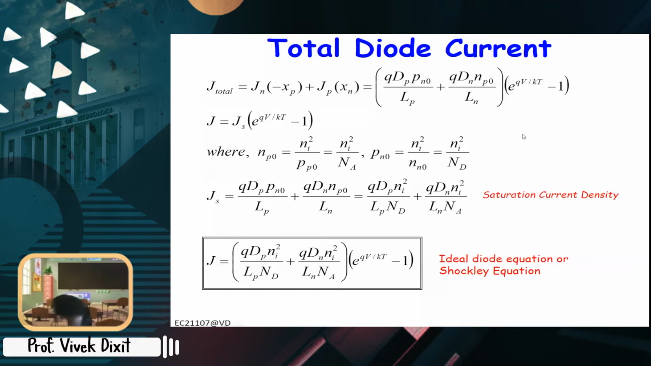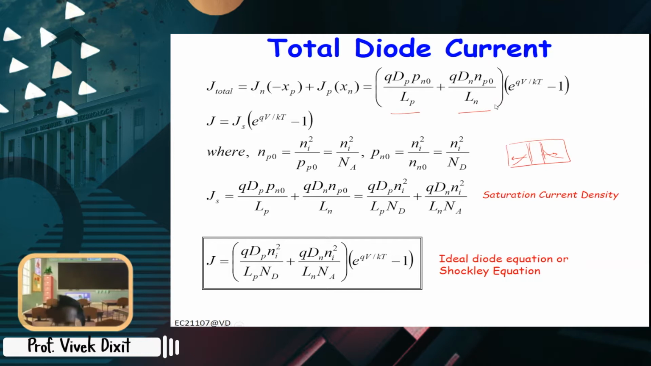So let's say you have P region here, N region here, right? And we added these two currents at the two ends of the depletion region, and we said this is the total current, the addition of two currents, right?